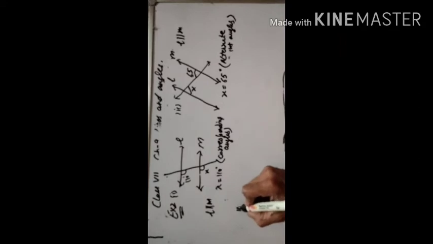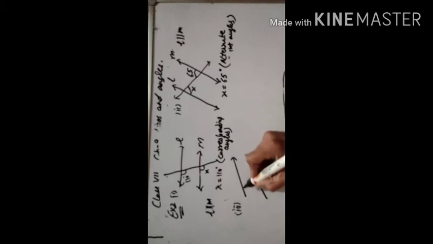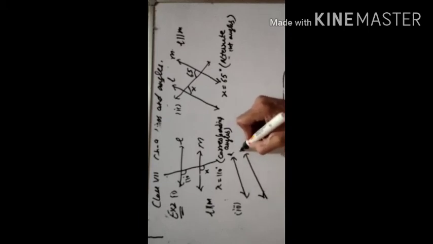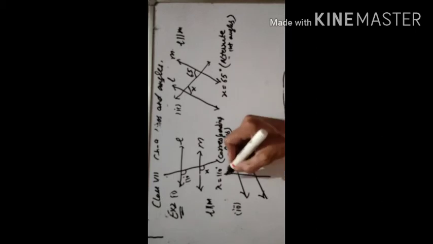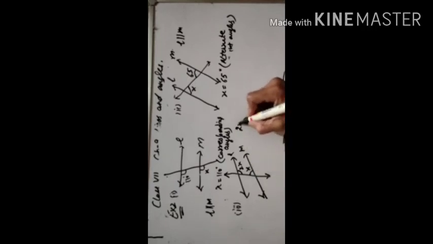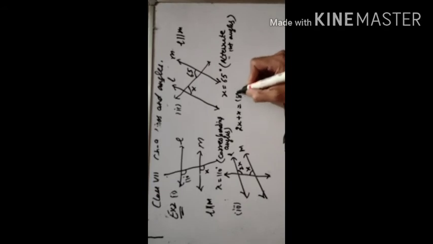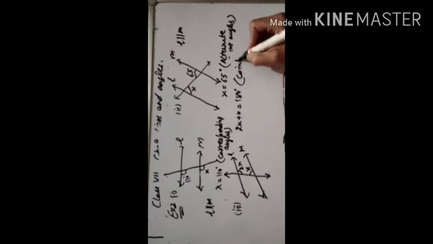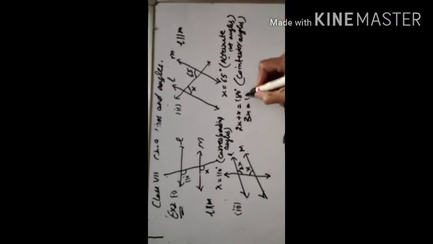In the third part, these two lines are given parallel to each other, L and M, and this is a transversal. This is 2x and this is x. These are co-interior angles, so 2x plus x is equal to 180 degrees. So 3x is equal to 180 degrees. x is equal to 180 upon 3, which is 60 degrees. So x is equal to 60 degrees.